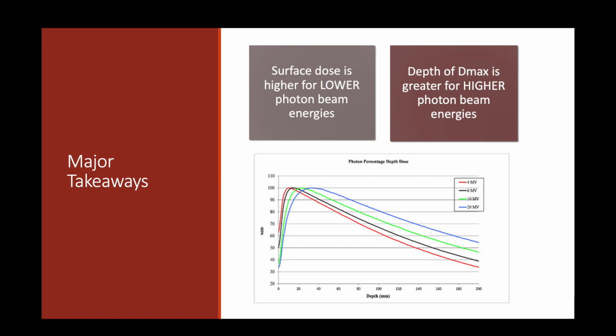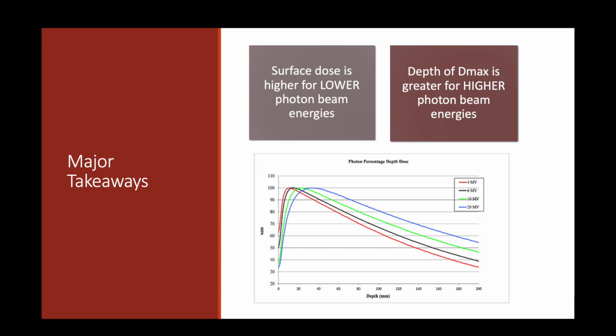And just to reiterate here, the biggest takeaways that we should understand about photon beams is that the surface dose is higher as the photon beam energy gets lower. So the highest surface dose is going to be from lower energy photon beams. The depth of Dmax is going to be higher for higher energy photon beams. So as the photon beam energy increases, the depth of Dmax gets higher, so it's a deeper depth of Dmax, and the surface dose gets lower. As the photon beam energy decreases, the depth of Dmax gets shallower, and the surface dose increases.